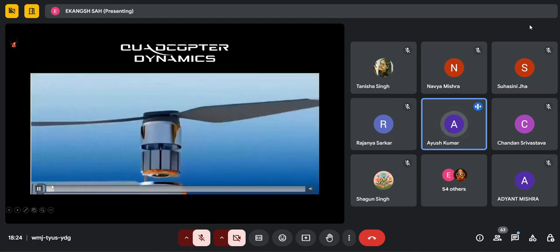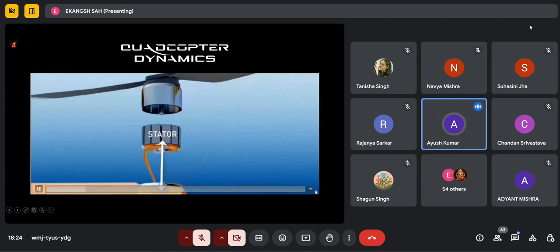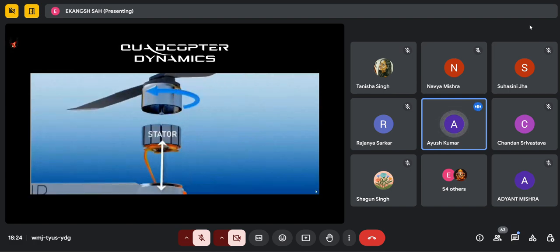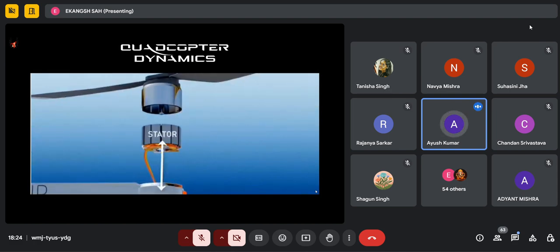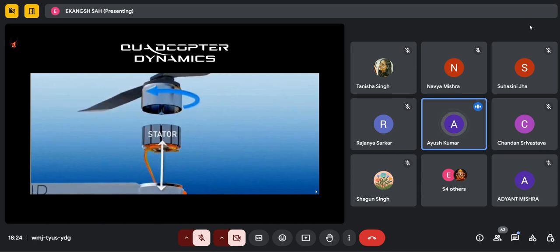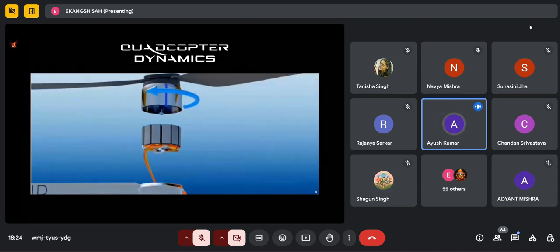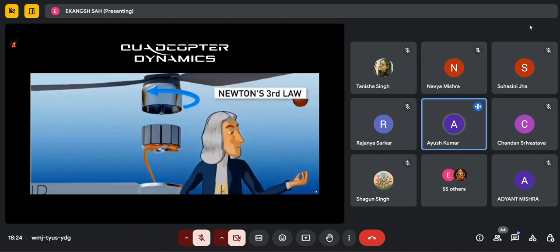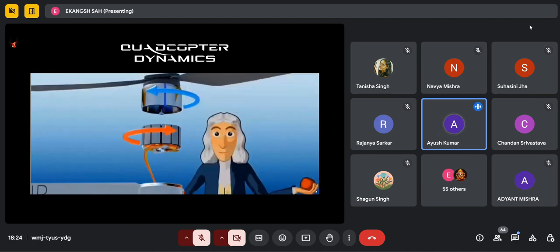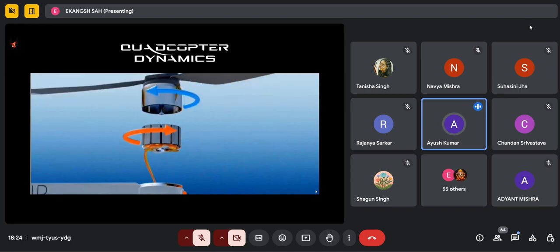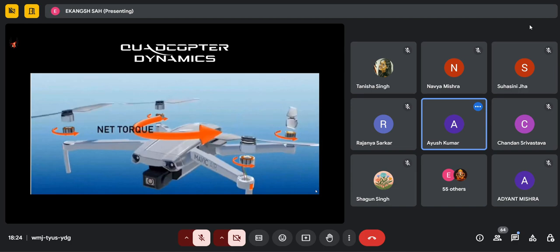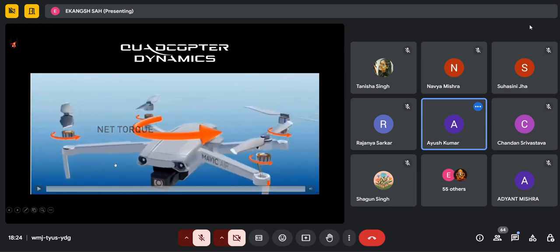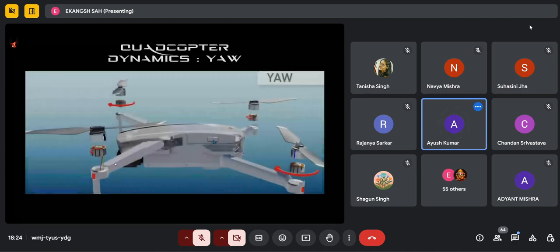So this video illustrates Newton's third law. The stator part is attached to the body of the quadcopter, and as the rotor rotates in one direction, a reaction is imparted on the stator in the other direction, and in that direction only the quadcopter rotates. Next slide.